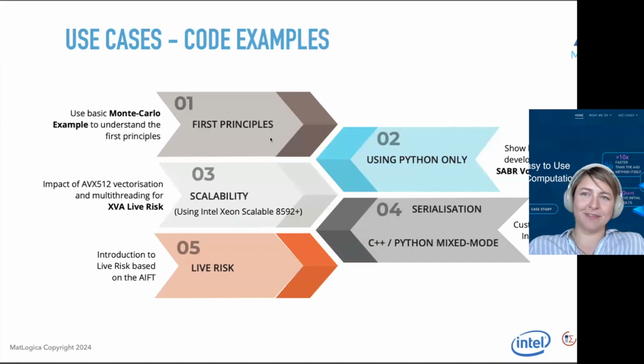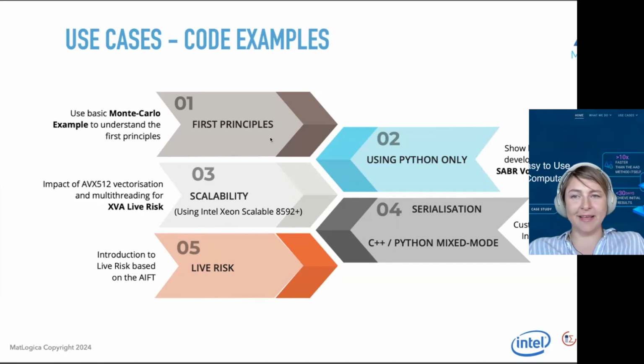Now, getting to the fun bit, we've got 5 use cases with code examples. In the first one, we'll start with the first principles. We will look at the Monte Carlo example just to get the basics of this. Then we will look how you can use Python only for the example of SABR volatility calibration. After that, we will see how it scales.